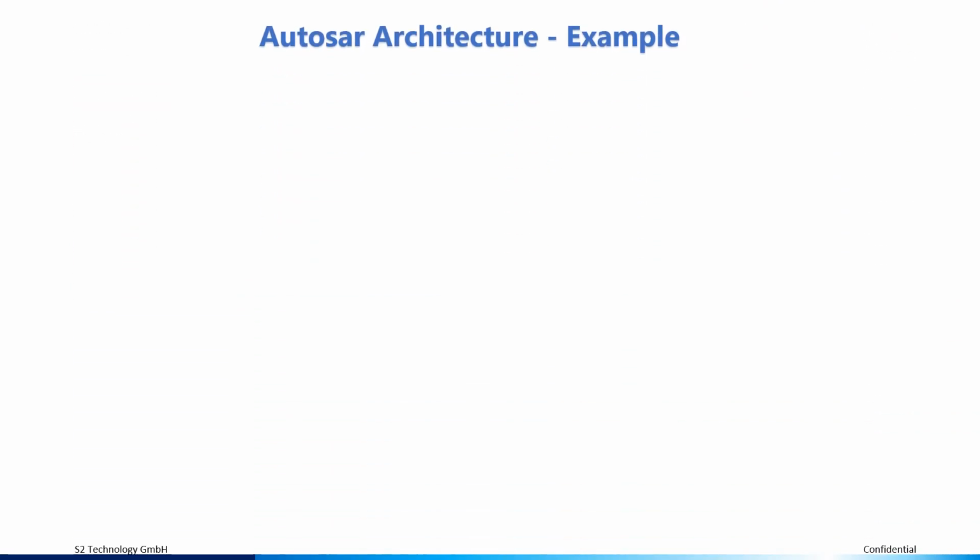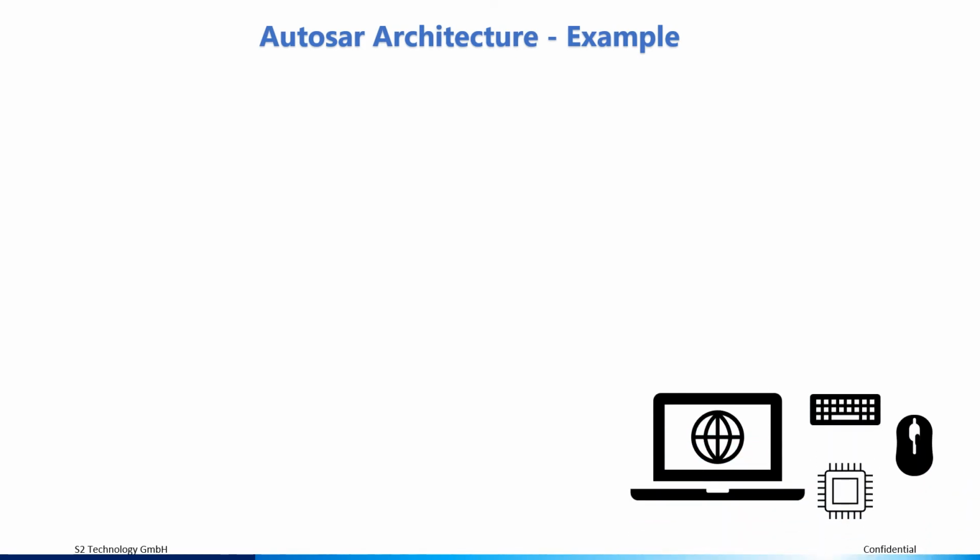Let us understand the AUTOSAR architecture with an example of an assembled computer. So here we have the assembled computer as hardware. For example, your CPU and monitor will be from Dell, and mouse and keyboard from HP. So this will consist of the hardware part in the AUTOSAR module.